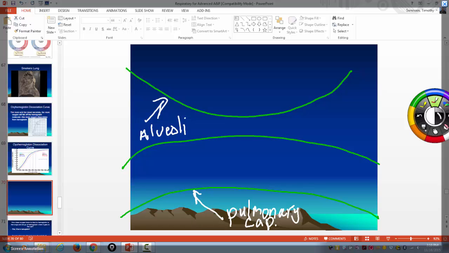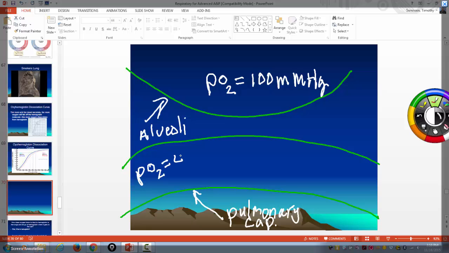So, just really quick. The PO2 for a normal person in the alveoli is going to be about 100 millimeters of mercury. The blood that's being pumped by the right ventricle to the lungs is deoxygenated blood. And the PO2 is 40 millimeters of mercury.